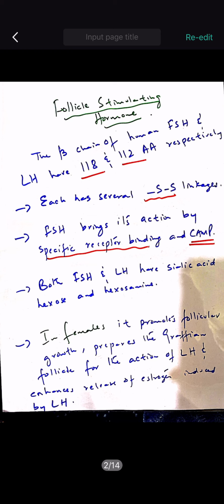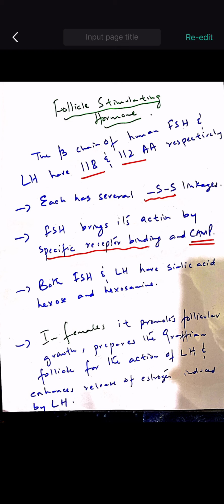Follicle stimulating hormone. The beta chains of follicle stimulating hormone and luteinizing hormone have 118 and 112 amino acids respectively. So FSH has 118 and LH has 112 amino acids. Each has several disulfide linkages which give activity to these hormones. FSH acts by specific receptor binding through the secondary G protein and cyclic AMP mechanism. Both FSH and LH have sialic acid, hexose and hexosamine.